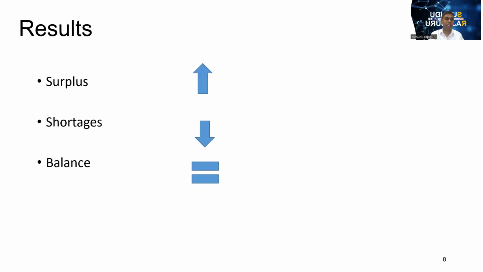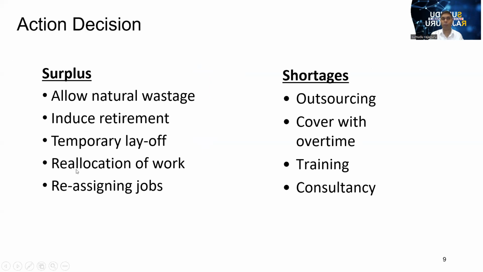When we talk about demand and supply, if the demand is lower than the supply, then we are facing a surplus condition. If the demand is high when compared with the supply, then we are facing a shortage status. If demand and supply are equal, we are facing a balance situation. So based on the surplus, shortage, or balance, we have to take action decisions. These are the decisions for surplus: allow natural wastage, induce retirement, temporary layoff, relocation of work, reassigning jobs. And if we are facing a shortage situation, we have to outsource, cover with overtime, training, and take consultants from a third party team.